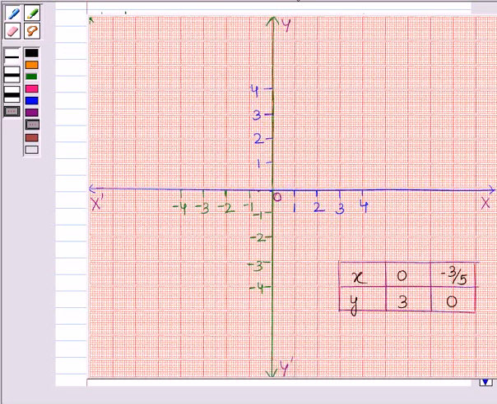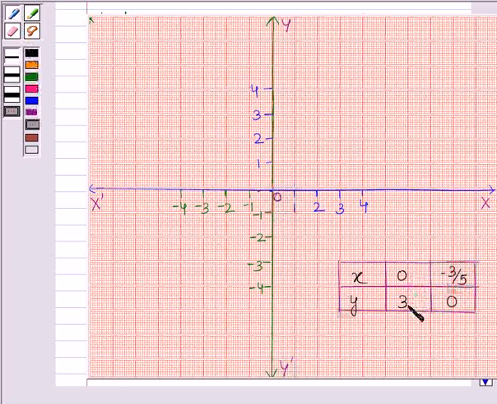We have drawn the two axes, x and y. These two axes are perpendicular to each other. The point of intersection of these two axes is the origin. At the origin, both the x coordinate and y coordinate is 0. And we know that x coordinate is also known as abscissa and y coordinate is also known as ordinate. Now, these are the two solutions which we have found out. So, let's now plot these points on the graph.